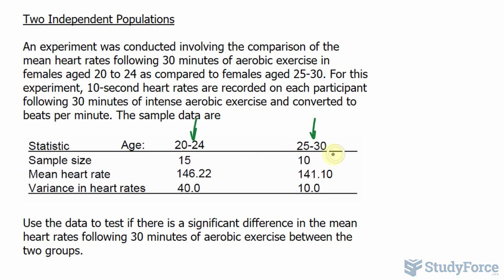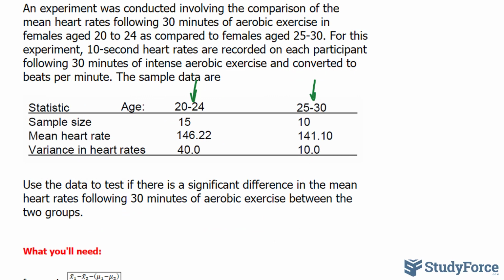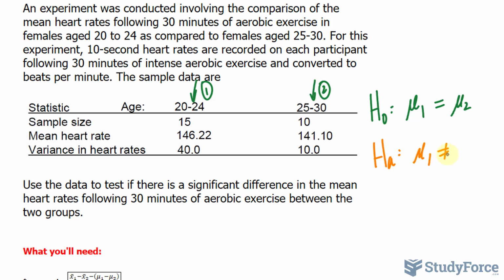The sample sizes are below 30, so we'll be using the t-test as opposed to the z-test. These are the means for both groups and the variances. Use the data to test if there is a significant difference in the mean heart rates following 30 minutes of aerobic exercise between the two groups. So we'll start with the null hypothesis. The null hypothesis will be this group, which I'll call 1, and this group are the same. And the alternative hypothesis is the opposite of this, where mu sub 1 does not equal mu sub 2.